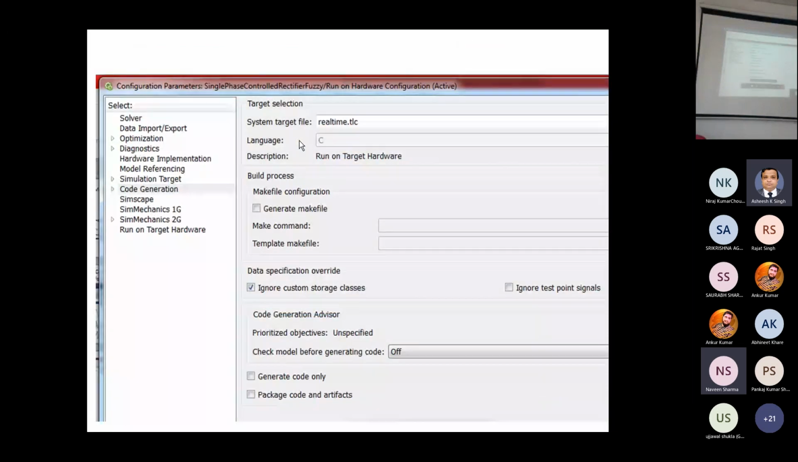So here the system target file realtime.tlc is set for Arduino. Similarly, for other types of hardware controllers, different types of system target files are there, such as ert.tlc and other terminologies.